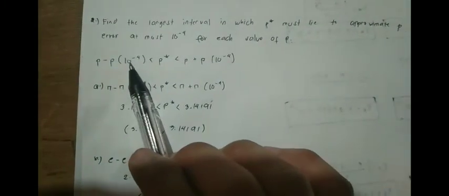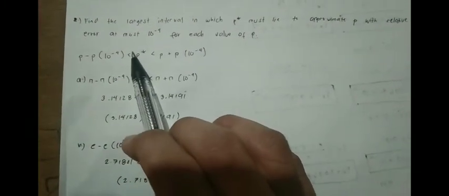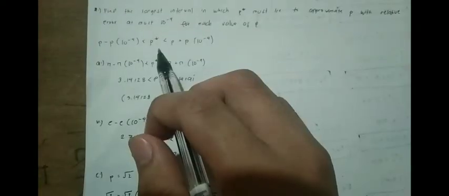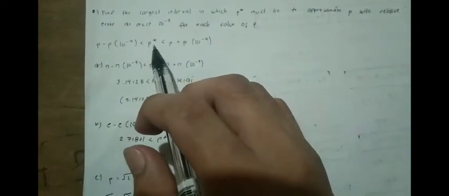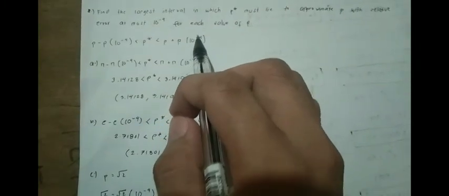So if you read the question properly, you can come up with a formula. You just use the formula for absolute error and relative error. So you'll come up with P minus P times 10 to the negative 4 less than P approximate less than P plus P times 10 to the power of negative 4.